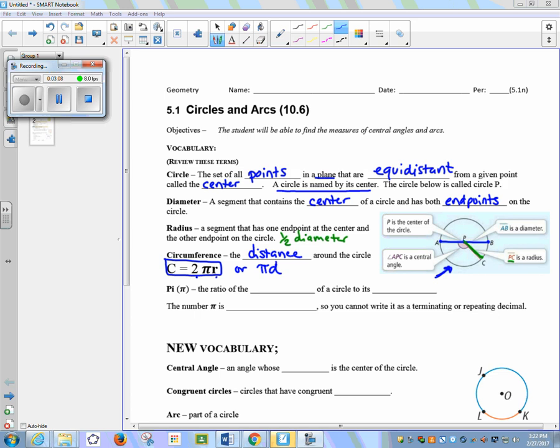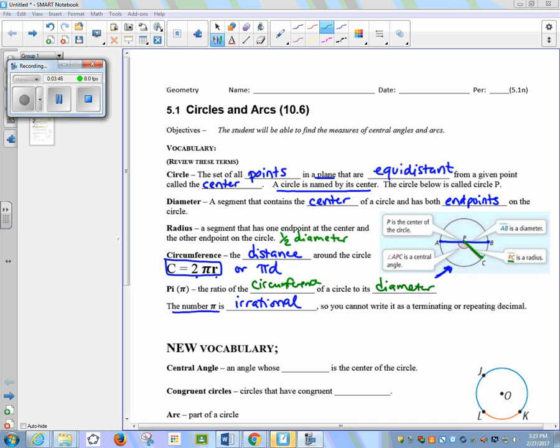Pi is that irrational number. The number pi down here is irrational, so you cannot write it as a terminating or repeating decimal. We'll talk more about pi in class. So pi is the ratio of the circumference of a circle to its diameter.